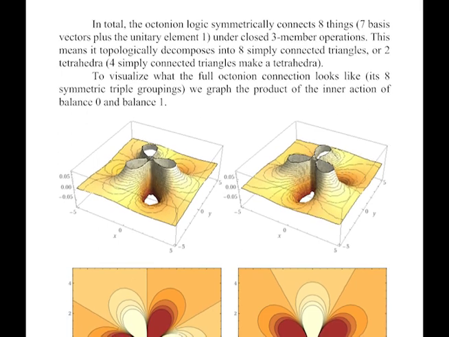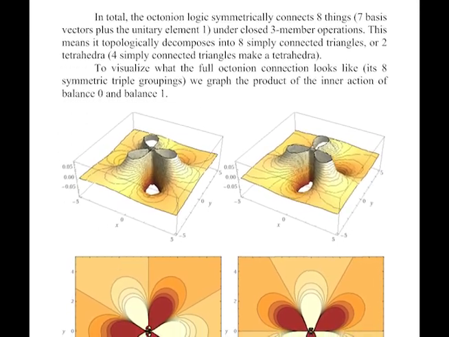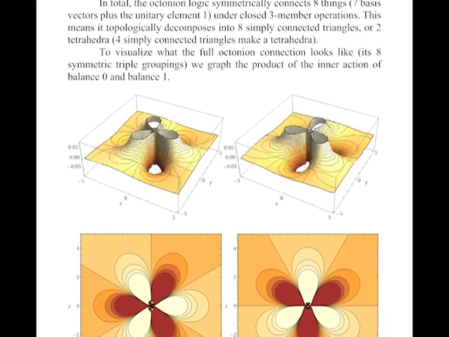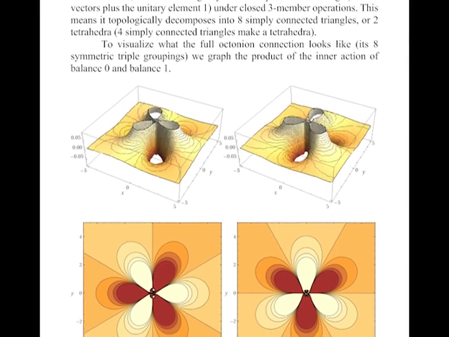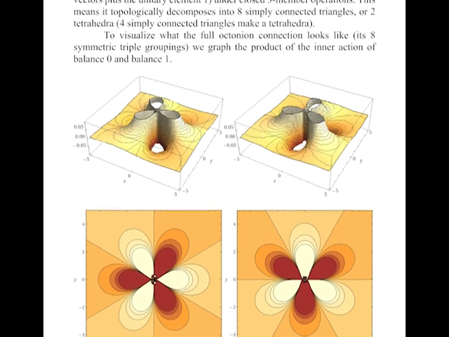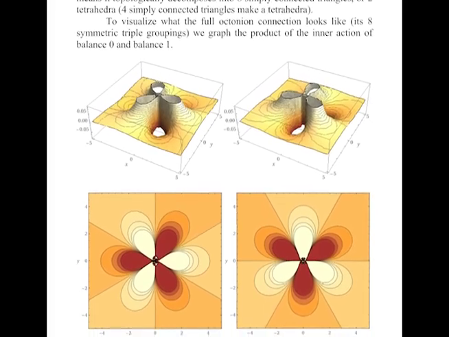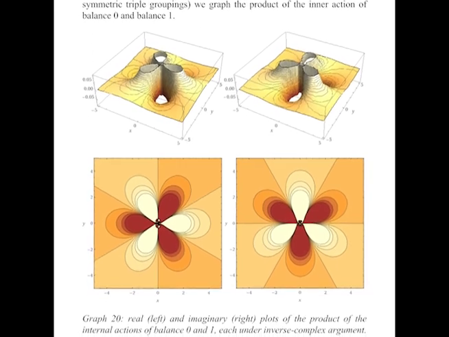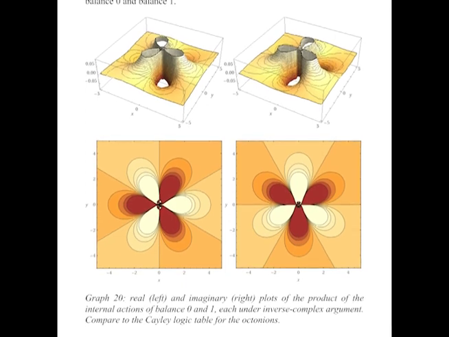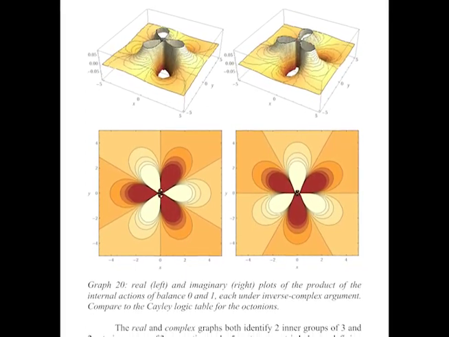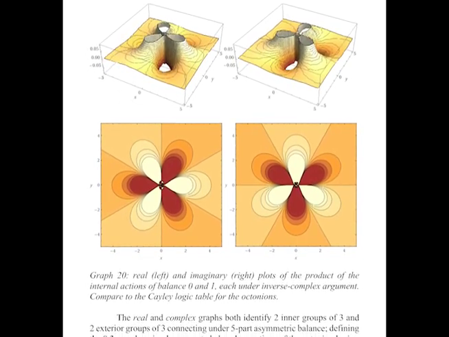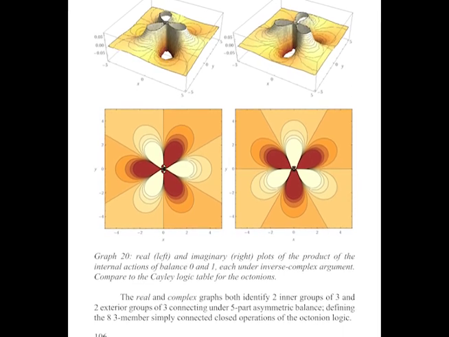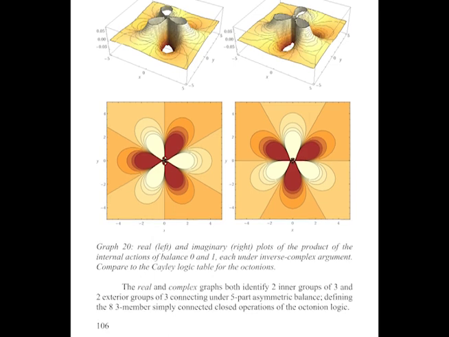This means it topologically decomposes into eight simply connected triangles, three-part connected things. And since this system decomposes into eight simply connected triangles, and four simply connected triangles makes a tetrahedra, that means this decomposes into two tetrahedra. To visualize what the full octonion connection looks like, to see its eight symmetric triple groupings, we graph the product of the interaction of balance 0 and the interaction of balance 1. We just multiply those both together, and when we plot them under inverse complex argument, we get this. The real and the complex graphs identify two inner groups of three and two exterior groups of three, connecting under five-part asymmetric balance, defining the eight three-member simply connected closed operation of the octonion logic.